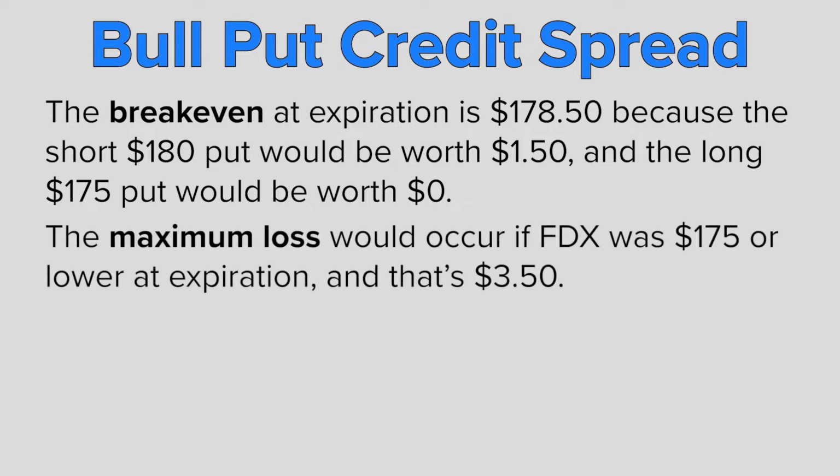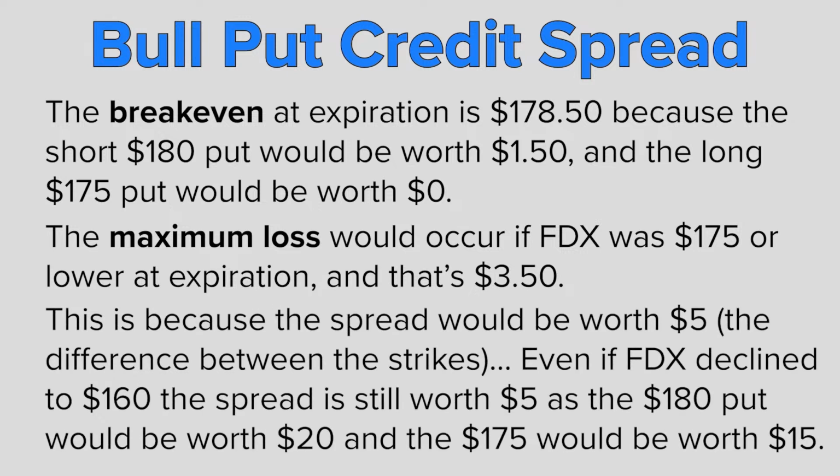The maximum loss would occur if the stock is 175 or lower at expiration, and that's $3.50. This is because the spread would be worth $5, the difference between the two strikes. Even if the stock declined, let's say, all the way to 160, the spread is still worth $5, as the 180 put would be worth $20 and the 175 put is worth $15.